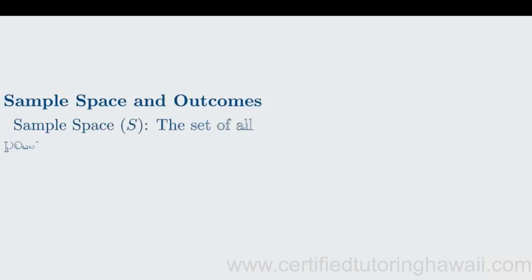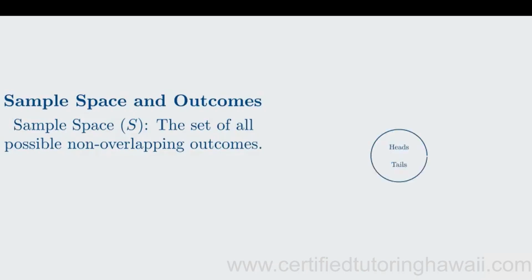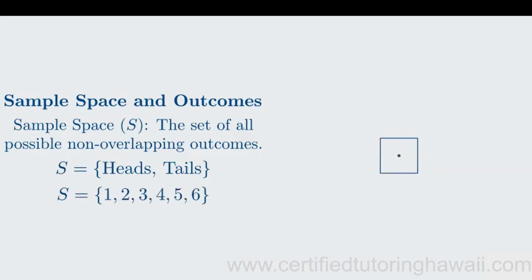To calculate probabilities, we first need to understand the sample space. The sample space, often denoted by the letter S, is the set of all possible outcomes for a random process. It is vital that these outcomes are non-overlapping, meaning only one can happen at a time. For example, if you flip a coin, the sample space is simply heads and tails. If you roll a fair six-sided die, the sample space contains the numbers 1 through 6.